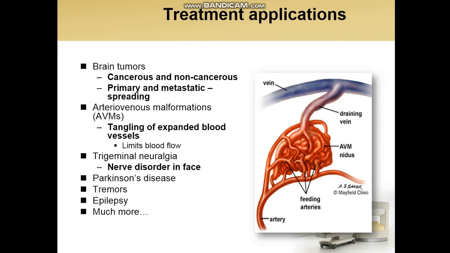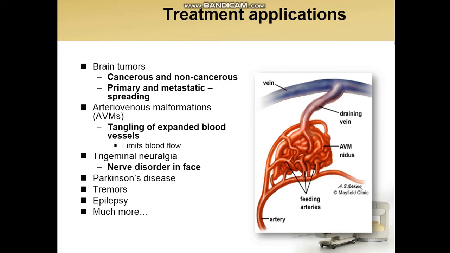Arteriovenous malformations are abnormal tangles of arteries and veins in our brain. For treatment of them, stereotactic radiosurgery is also used. Stereotactic radiosurgery destroys the arteriovenous malformation and causes the affected blood vessels to close off over time.